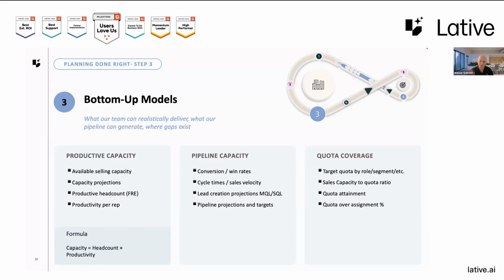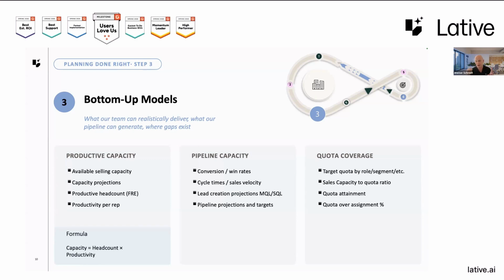And then quota coverage, of course, getting to quotas. Again, thinking about, okay, what should be the targets for each role and how much quota do we expect to achieve? Please, I do beg you, sales capacity to quota ratios. What is the capacity or productivity of the team right now? And what are the quotas they've got? That really should be a ratio.